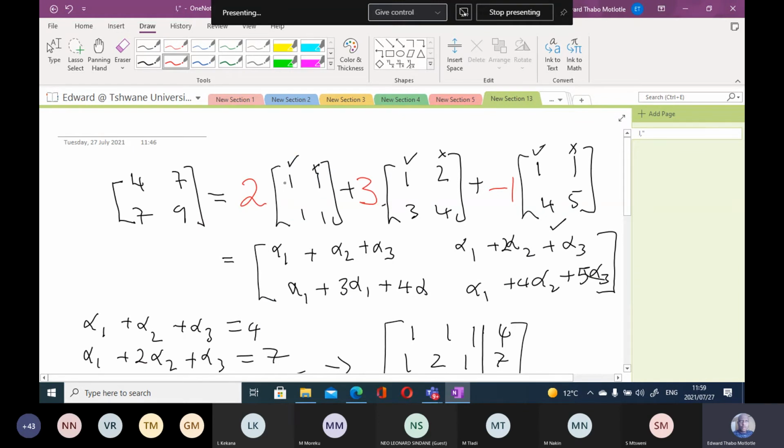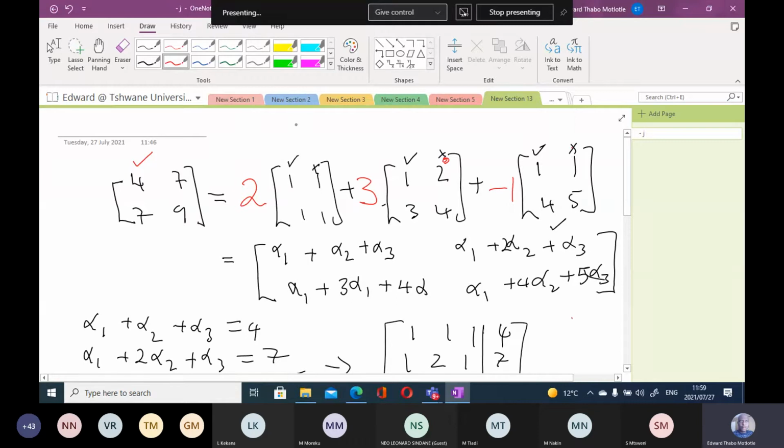Now, let's see. We have 2 multiplied by 1 and 3 multiplied by 1 and minus 1 multiplied by 1. So this gives me 5 minus 1, which is 4. So it's correct. So we have 2 multiplied by 1 here is 2, and 3 multiplied by 2 here is 6. Okay. And minus 1 multiplied by minus 1 there.